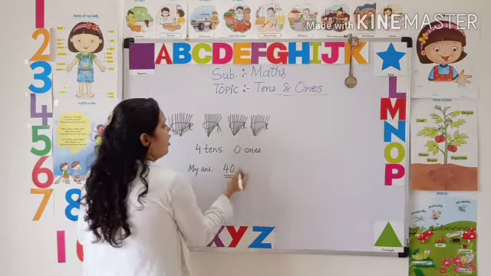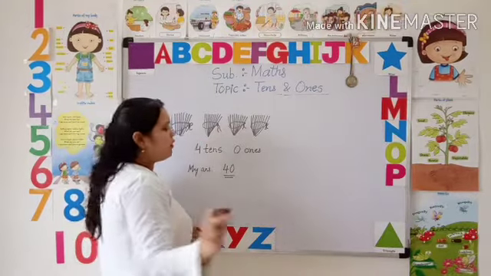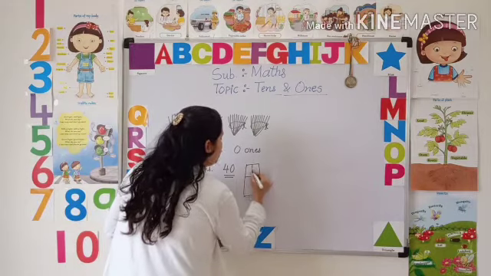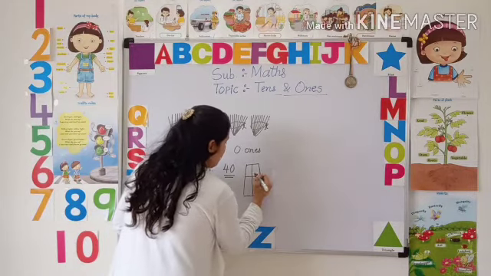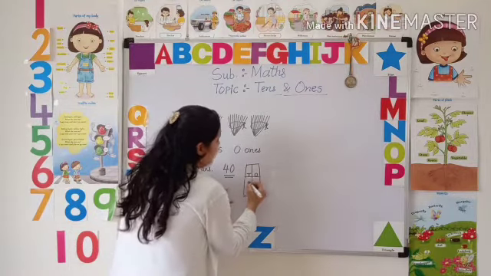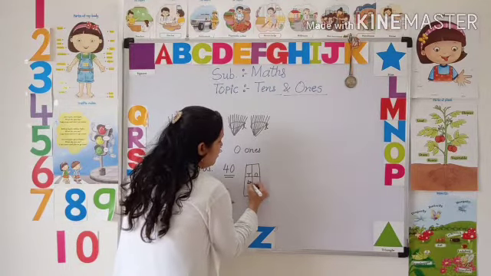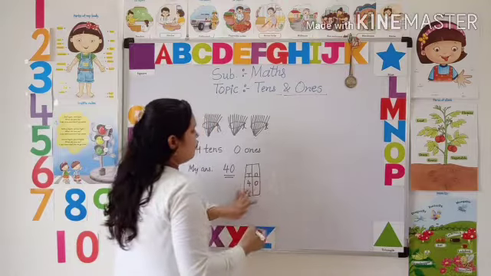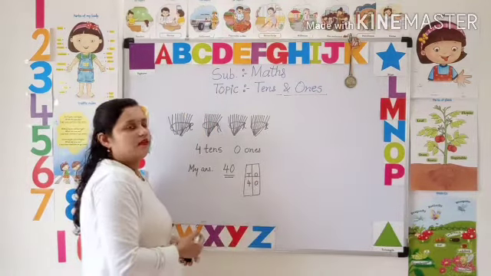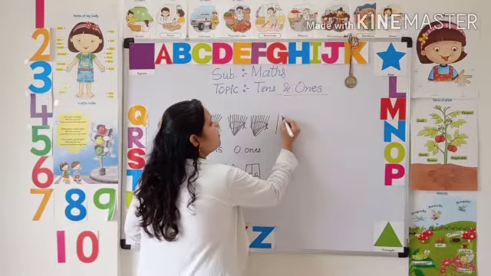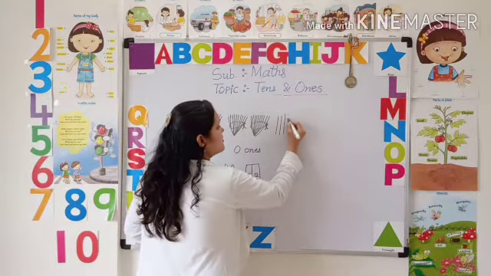So my answer is 40. How many sticks are there? 40. And how can we represent it in the value chart? Yes, I will write 4 under the 10s column and 0 under the 1s column. 4, 0, 40. Now, I am going to add 6 sticks.